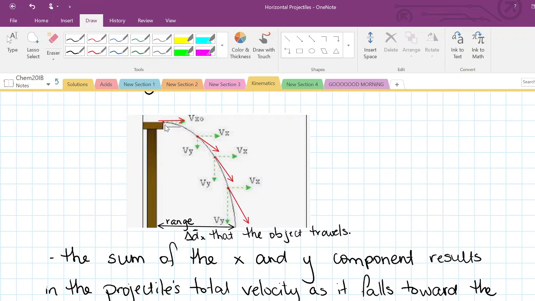But as soon as this object leaves the table here, it's going to start accelerating down toward the ground. And so at that point, because it's accelerating, remember our position time graphs, right? That position timeline starts to curve. So at that point, our velocity is a tangent. It's an instantaneous velocity as this object moves to the ground. And the sum of the y and the x is always going to add up to the magnitude of this tangent velocity at that instant in time.